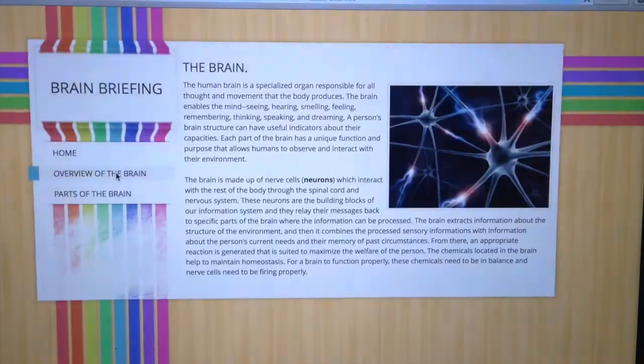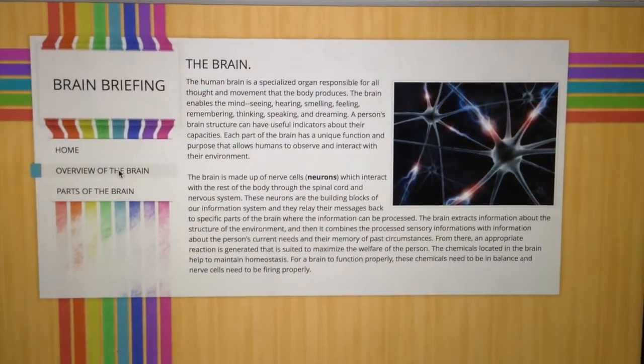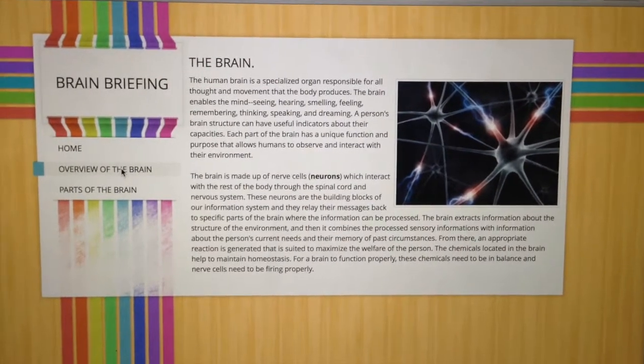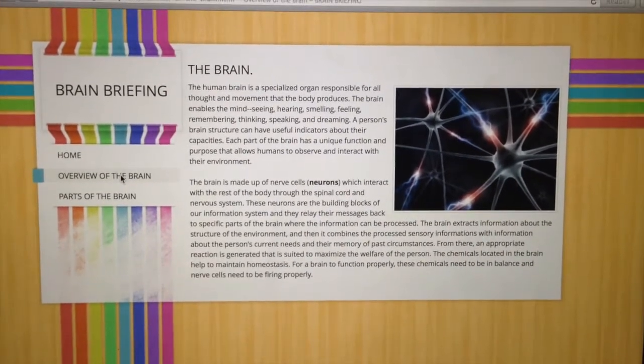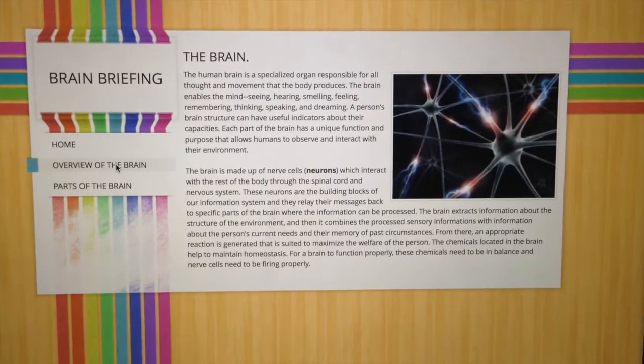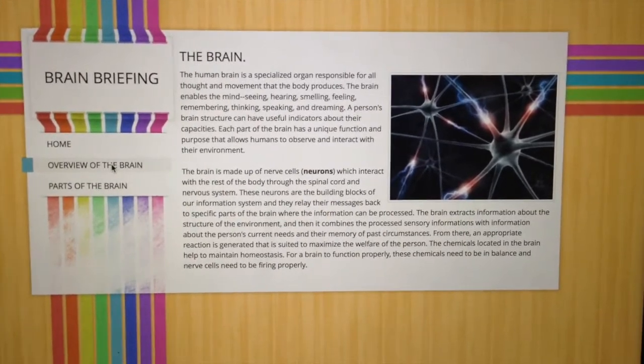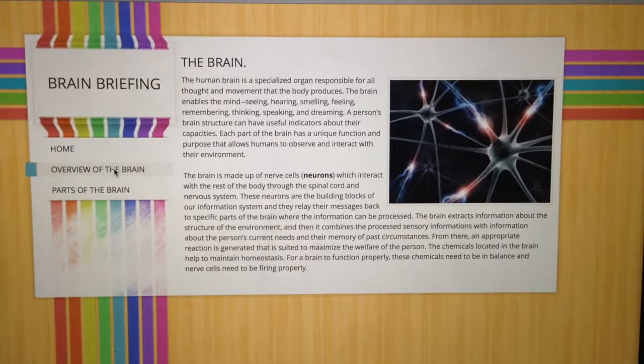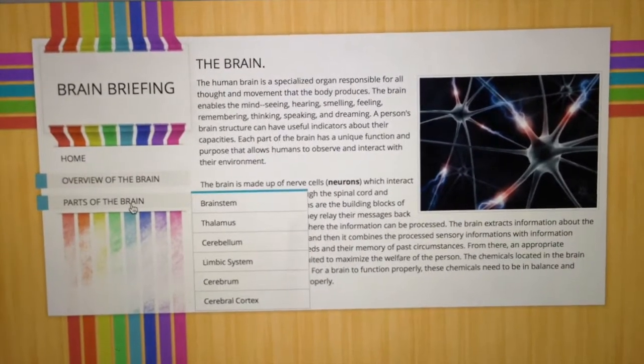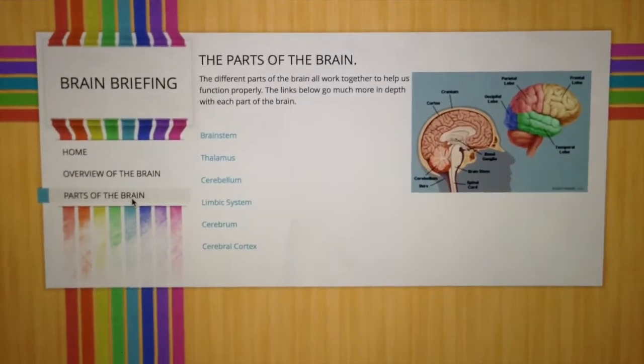Once we click on this link, we will be taken to a page with an overview on the human brain. This page explains the purpose of the brain and why it is so important. It also introduces neurons and the steps the brain takes to process information and generate appropriate responses. Now that we are done with the overview, let's click on the link to the parts of the brain.